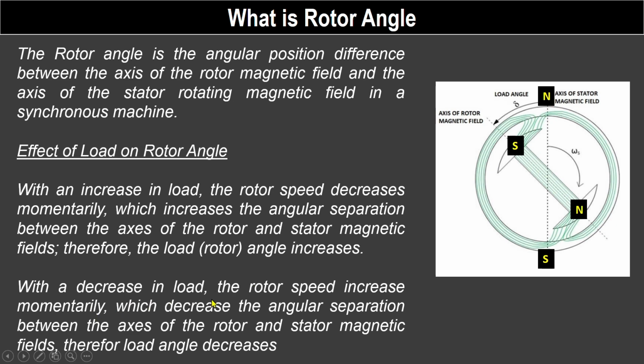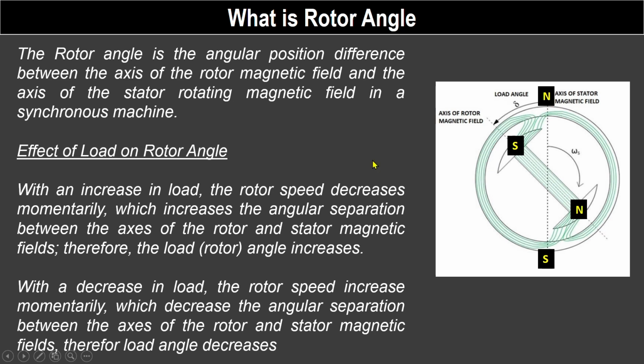With a decrease in the load, the rotor speed increases momentarily, which decreases the angular separation between the axis of the rotor and the stator magnetic field. Therefore, the load angle decreases. When the load is decreasing, the speed of the rotor increases, so the angular difference between the two axes of the magnetic fields decreases, and our load angle decreases.